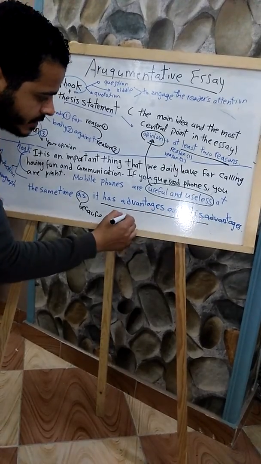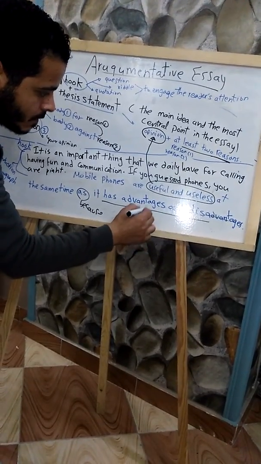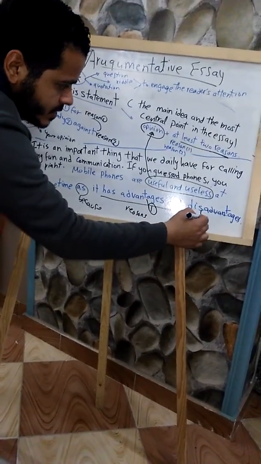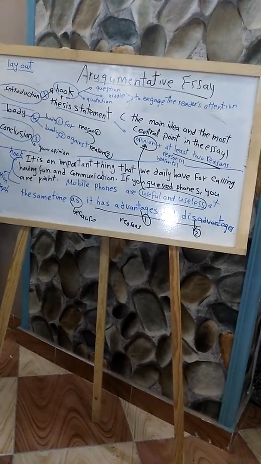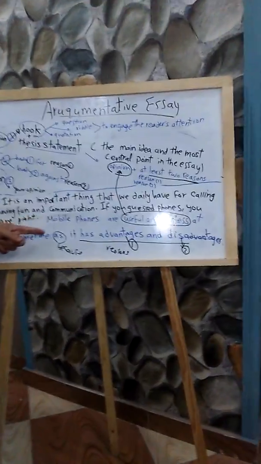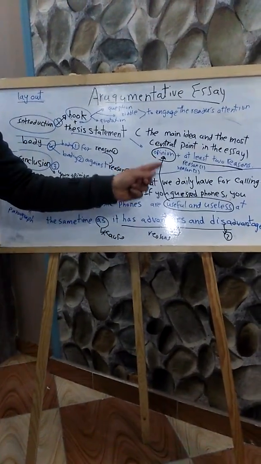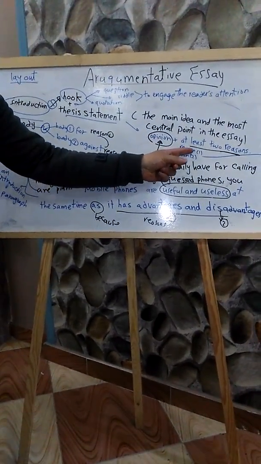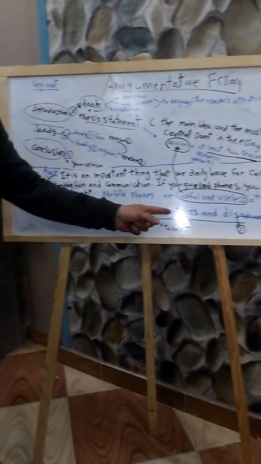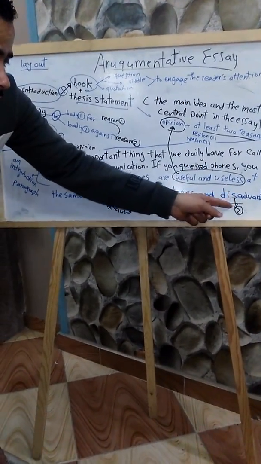Here you put what? Reasons. Reason one and reason two. Here the blue part is called what? Thesis statement, because it has your opinion, and here you put reason one and reason two. Reason one here is advantages, and disadvantages is reason two.